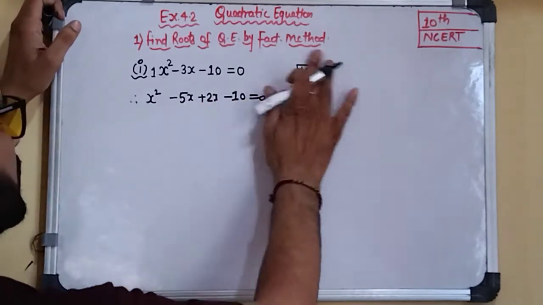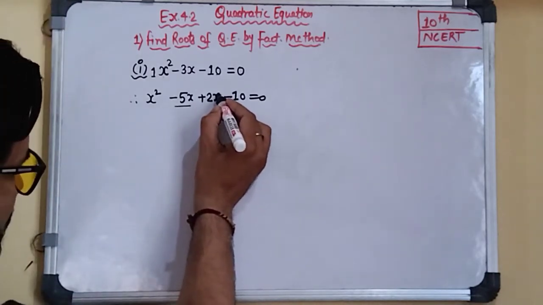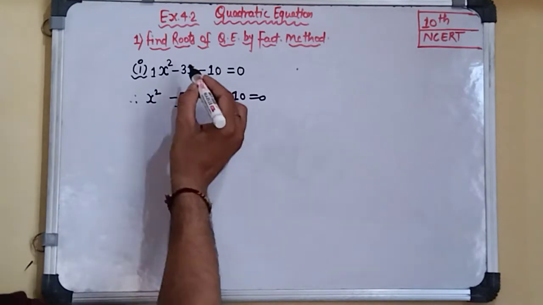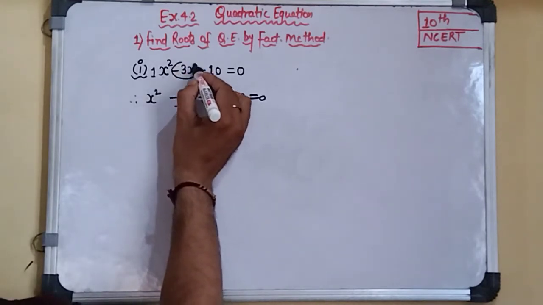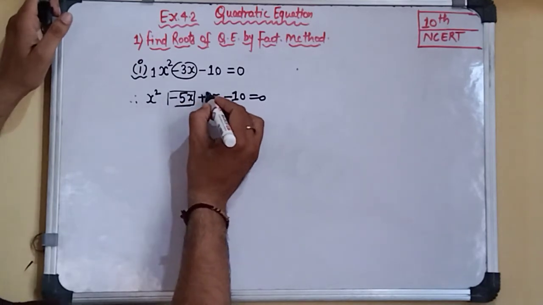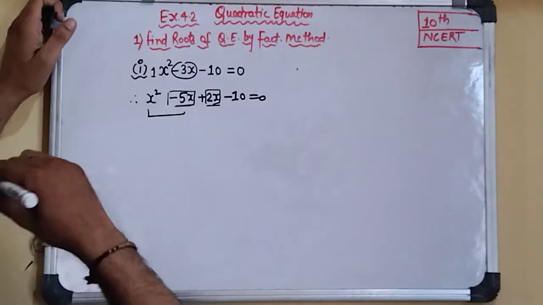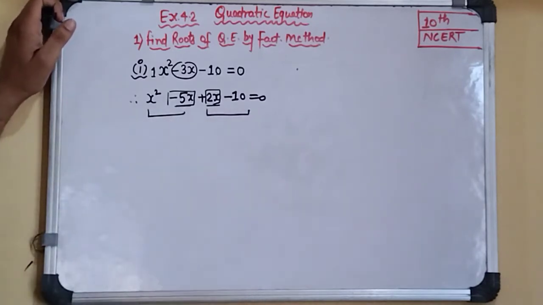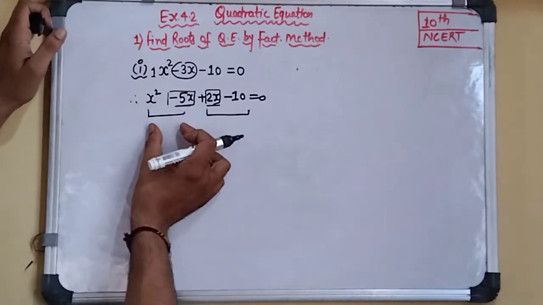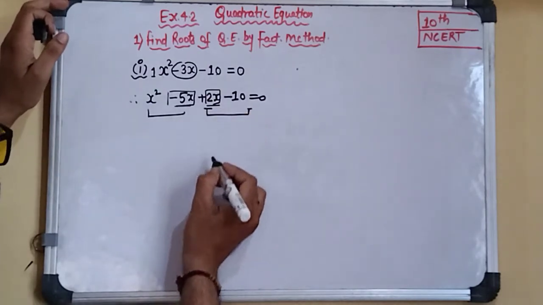For subtraction, we take one number as negative and the other number as positive. So we have to obtain minus 3x. So we take the greater number as negative and the lesser number as positive. Now take two pairs. The first two terms are one pair and the second two terms are the second pair.